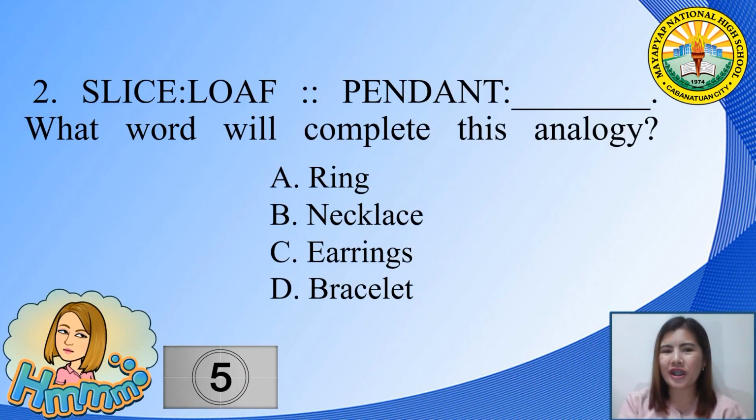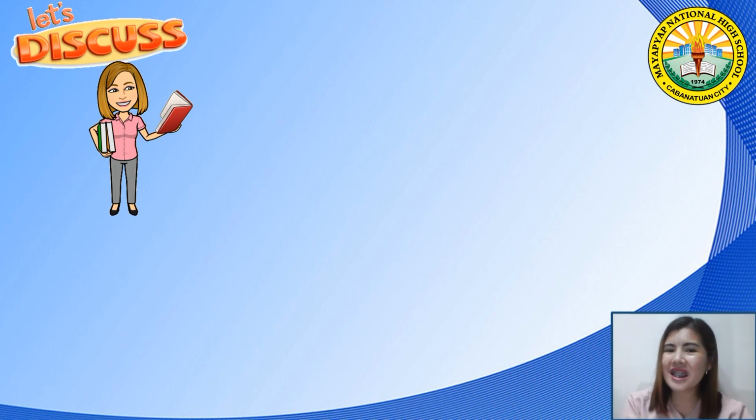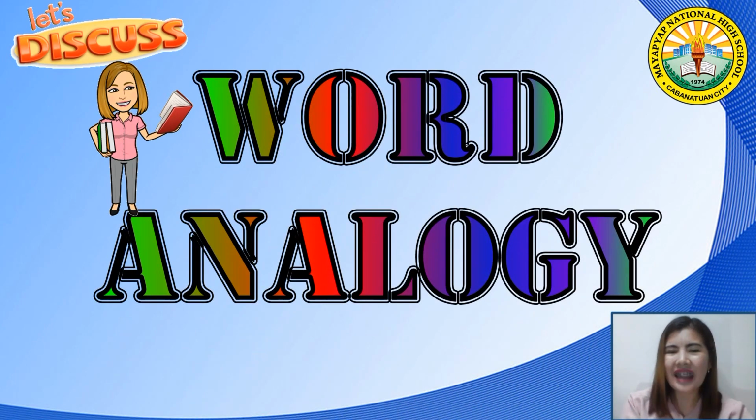The next question is, slices is to the loaf as pendants is to the blank. What word will complete this analogy? A earring, B necklace, C earrings, or D bracelet? What is your answer? You got it! The word that will complete the analogy is B necklace. Let us now move to our discussion about word analogy.